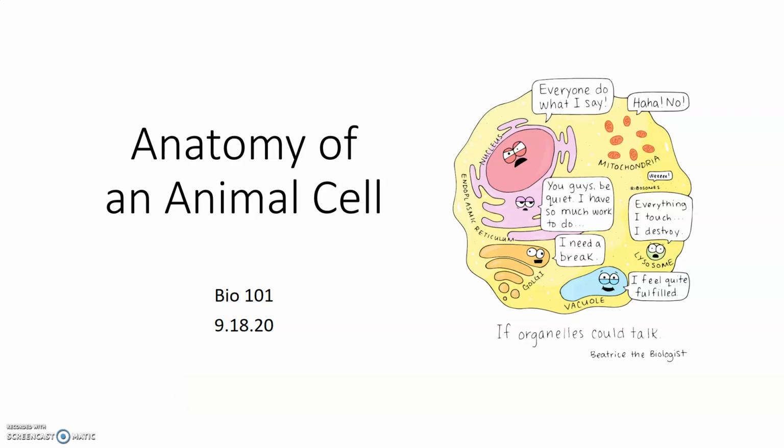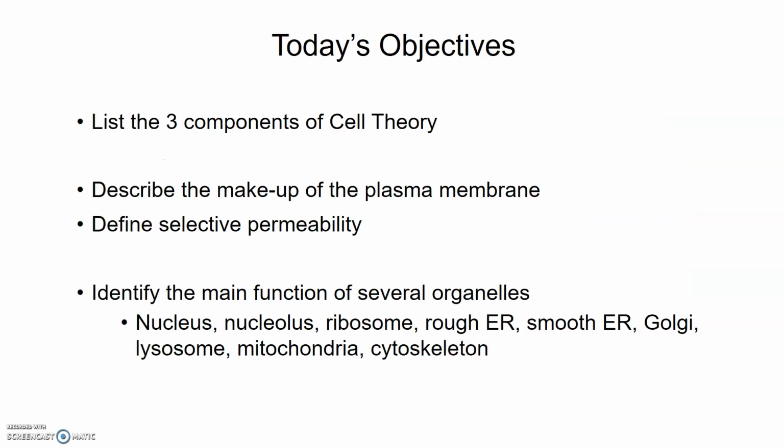This is a lecture on the anatomy of animal cells for Bio 101 for September 18th, 2020. And today we're going to talk about the cell theory, and then we're going to talk about the parts of the cell, starting with the plasma membrane, and then the functions of several organelles you can see listed here.